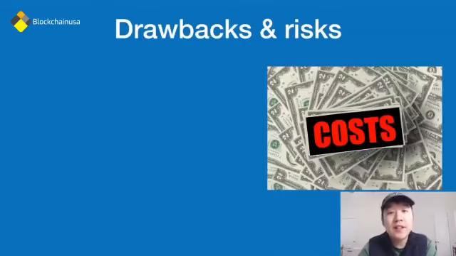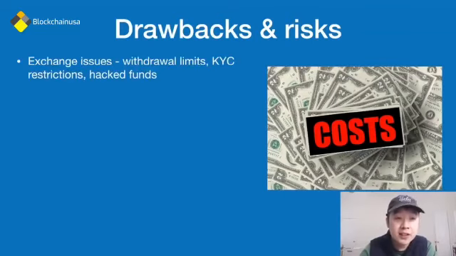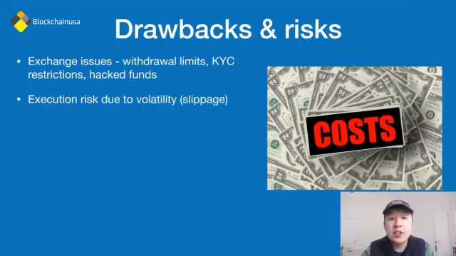So of course, there are many drawbacks and risks with everything you do in the crypto world, or just financially in general. Here are some. Exchange risks: withdrawal limits, KYC restrictions, and hacked funds if you keep your funds on the exchanges. Execution risk due to volatility, right? Let's say you put in an order at a certain price for X amount of Bitcoin. It might not fill because it might be too volatile and go past that price.